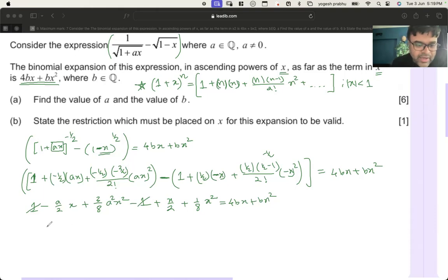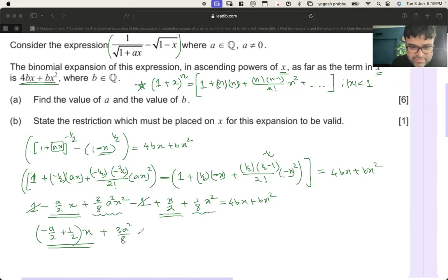Yeah, it looks good. Now I'll club the terms in x together. So it is negative a by 2 plus 1 by 2, times x. These are the x terms. And with x squared, you have these two terms: 3a squared by 8 plus 1 by 8, times x squared. That's the x squared term, which equals 4bx plus bx squared. Once you get to this level, these two expressions are exactly equal, so this has to be the same as that.